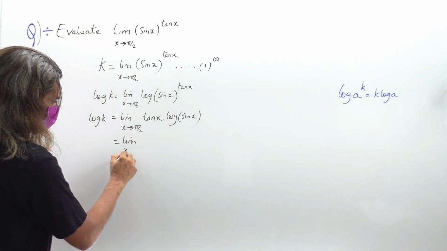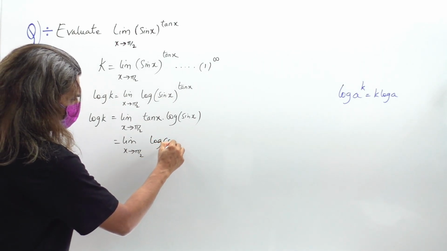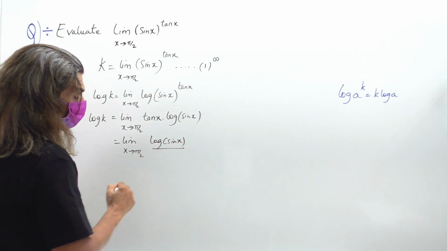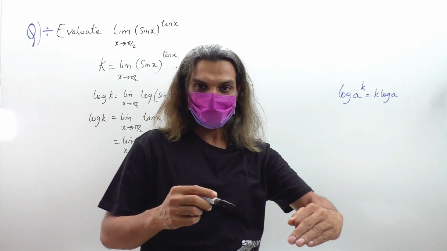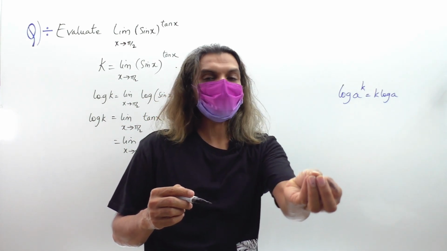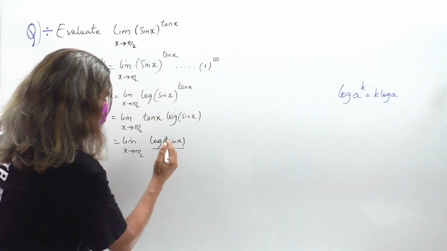So limit as x tending to pi by 2, log of sin x as it is. But tan x, I can write tan x as 1 by cot x. 1 by cot is tan. Very simple trigonometric relation. 1 by cot is tan, 1 by tan is cot. So tan x is written as 1 by cot x.